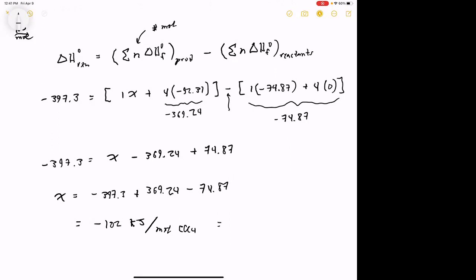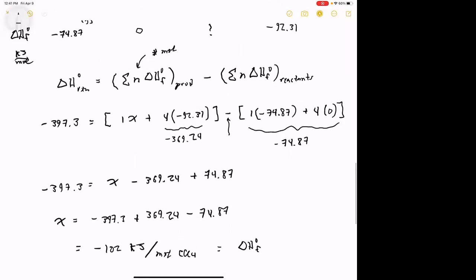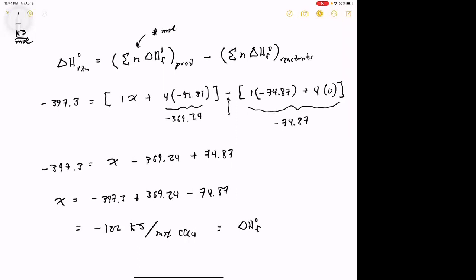And that turns out to be a delta H of formation of that species. So that's another situation that ties back nicely to what we did in the video. And it's just a nice pat algebraic expression.